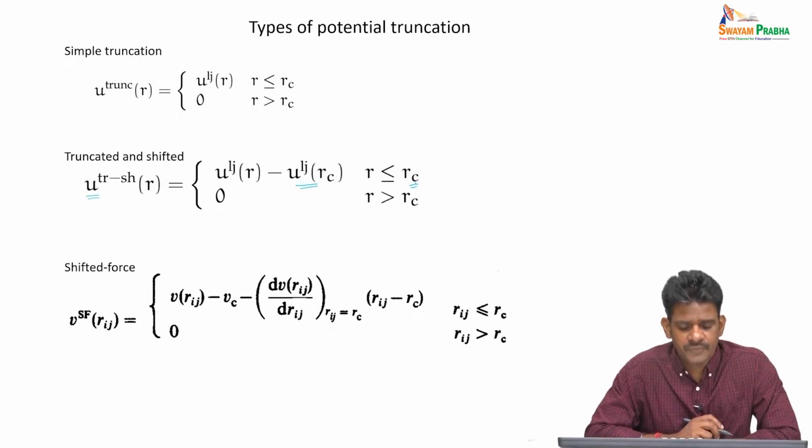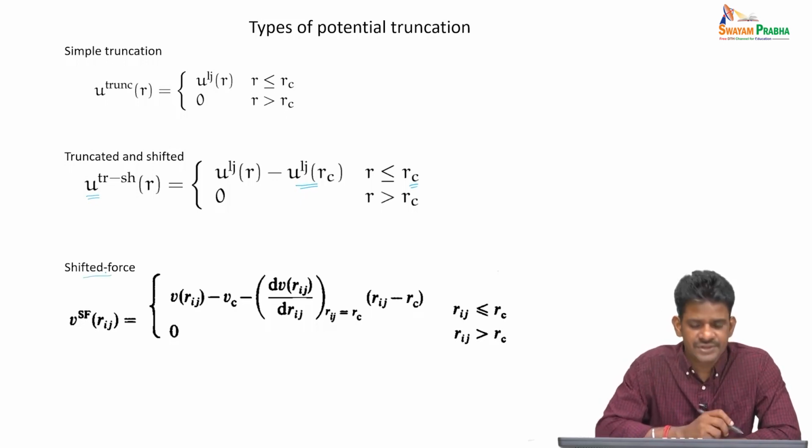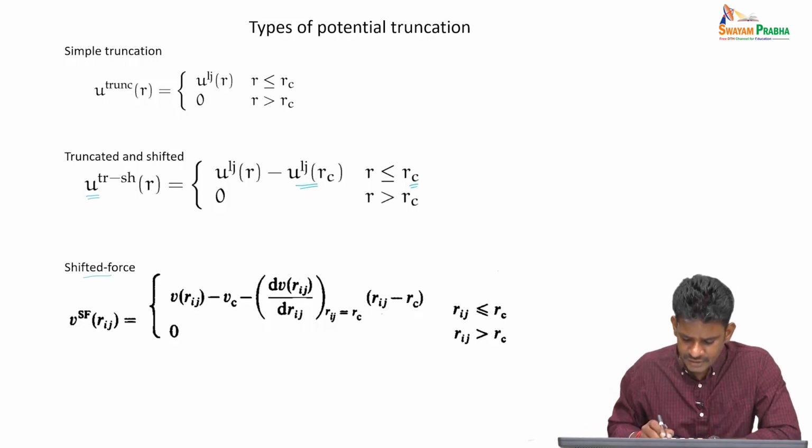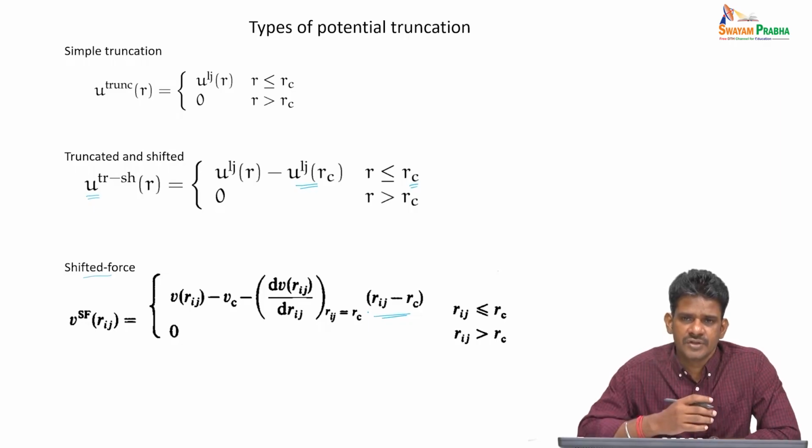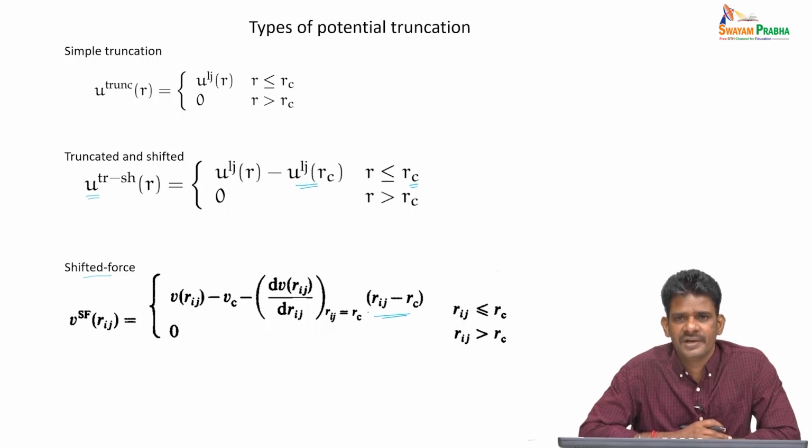Either of these methods, both simple truncation and truncated and shifted, would have a discontinuity in force, and that makes the MD simulation a little unstable. To avoid that, one would use what is called shifted force. We also add a linear term in the correction, so that the force also goes to 0 as well as the potential energy at r equal to RC. Based on the type of truncation one uses, the corresponding correction has to be done, which are known as long tail corrections, with an assumption that beyond the cutoff distance the fluid is isotropic. So, g(r) is equal to 1, and then you can analytically calculate the corrections for energy, pressure, etc.